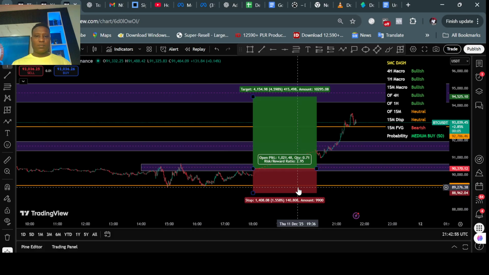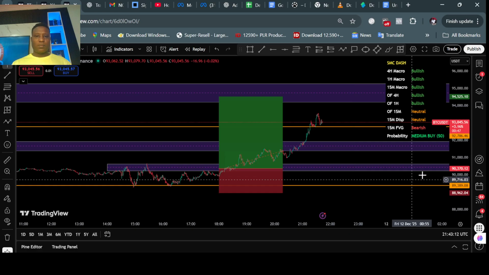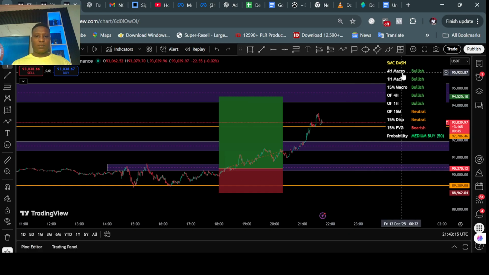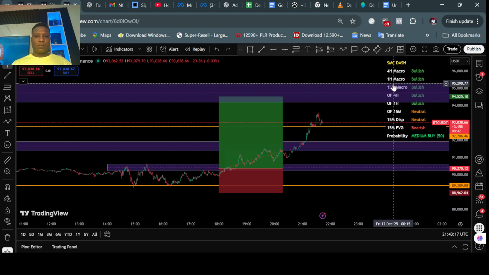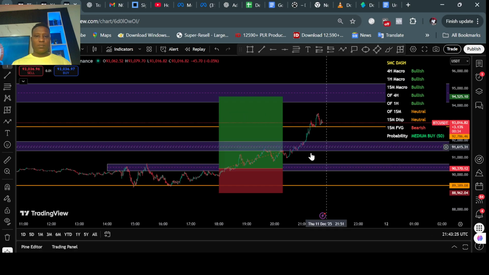On the BTC chart, after you analyze your bias, I don't really analyze my bias, but I have a dashboard. I have an instrument that shows me where the market is moving at the very time when I want to analyze my chart. So on the 4 hours from my dashboard, you can see 4 hours is bullish, 1 hour is bullish, 15 minutes is bullish. 1 hour, 4 hours order flow is bullish, 1 hour order flow is bullish. Then this 15 minutes and this one are neutral. I have already entered the trade.